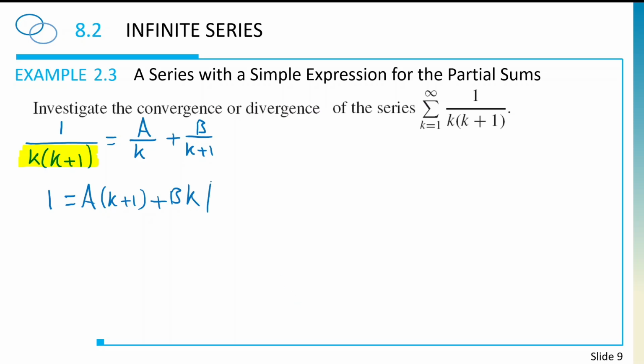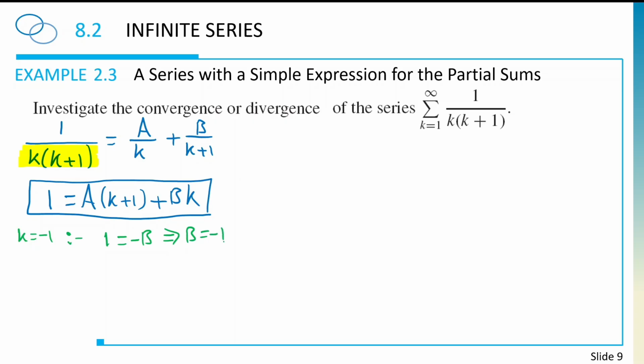Now I need to solve this equation to find a and b. The easiest way to do it here, remember we did two different methods. Either you take values for k, so let's say I'll take k equal to -1. I'll take the zeros, it's the easiest one for calculation. If k equals -1, this is 1 equals, this term will be 0 and this will be -b. So basically you'll have b as -1.